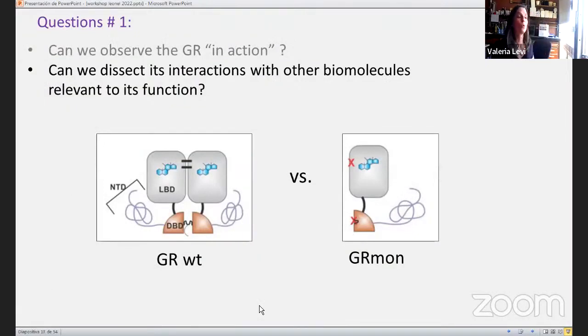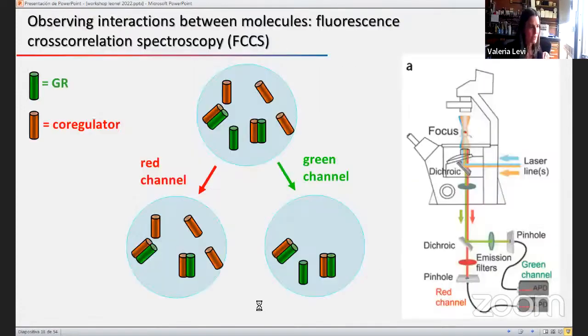Second question, can we dissect the interactions of the receptor with other biomolecules relevant to its function? To answer this question, we use fluorescence cross-correlation spectroscopy. I think Enrico already explained this technique to you. Did he, Lionel?